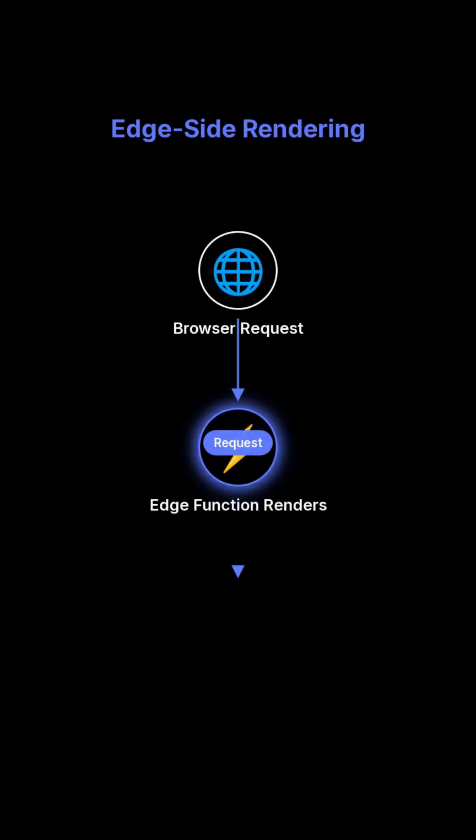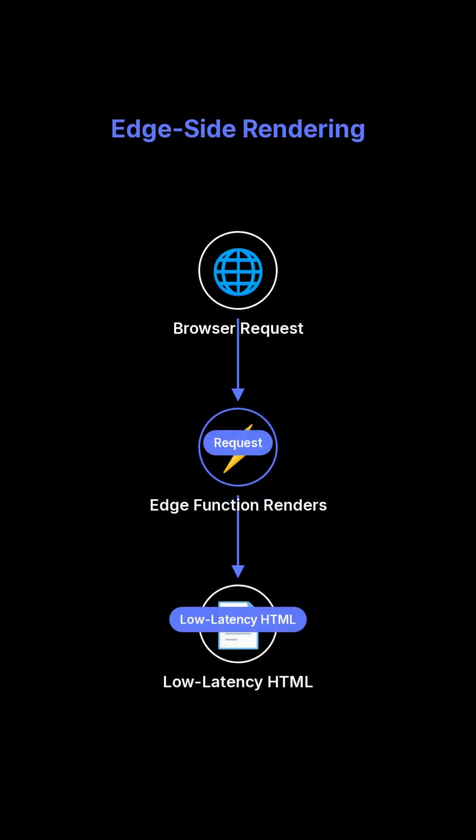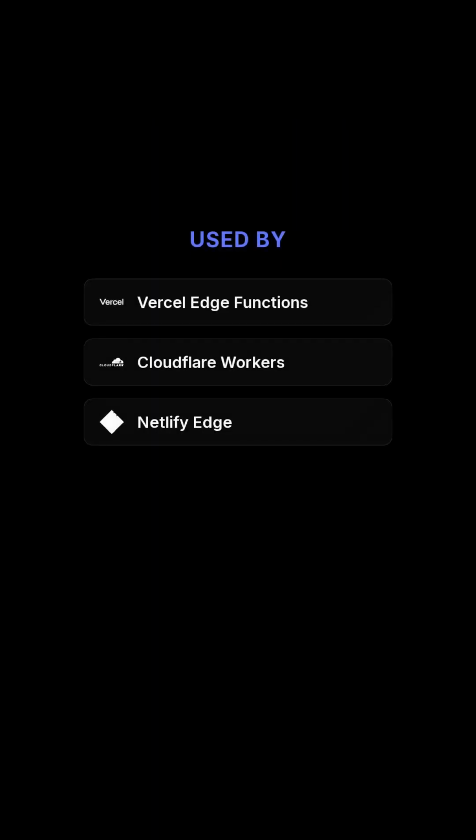ESR, or edge-side rendering, means HTML is rendered at the CDN edge closest to the user. A request triggers an edge function to render, and the browser receives low-latency HTML. This is used by Vercel Edge Functions, Cloudflare Workers, and Netlify Edge.